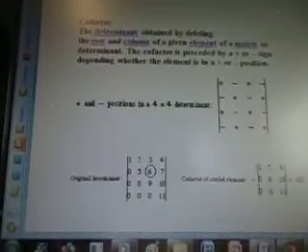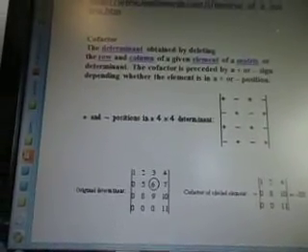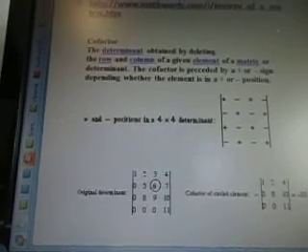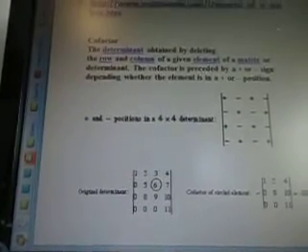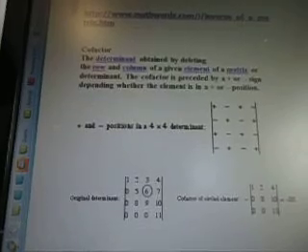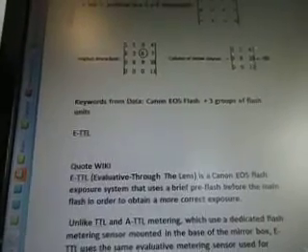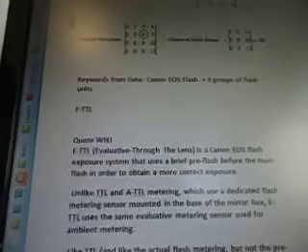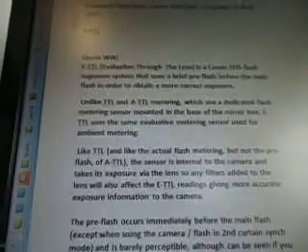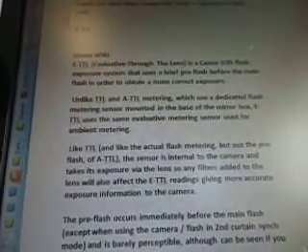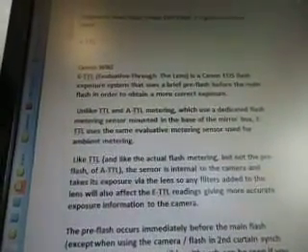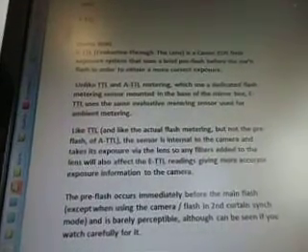Mathwords.com. Cofactor: the determinant obtained by deleting the row and column of a given element of a matrix or determinant. Cofactor is preceded by a plus or minus sign depending on whether the element is in a plus or minus position. Keywords from data: Canon EOS flash plus 3 groups of flash units, ETTL. Quote from Wiki: ETTL, evaluative through the lens, is a Canon EOS flash exposure system that uses a brief pre-flash before the main flash in order to obtain a more correct exposure.